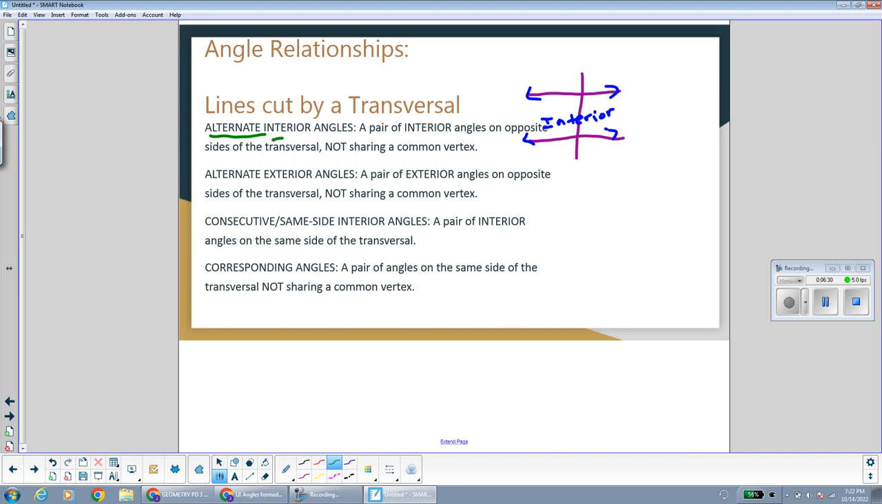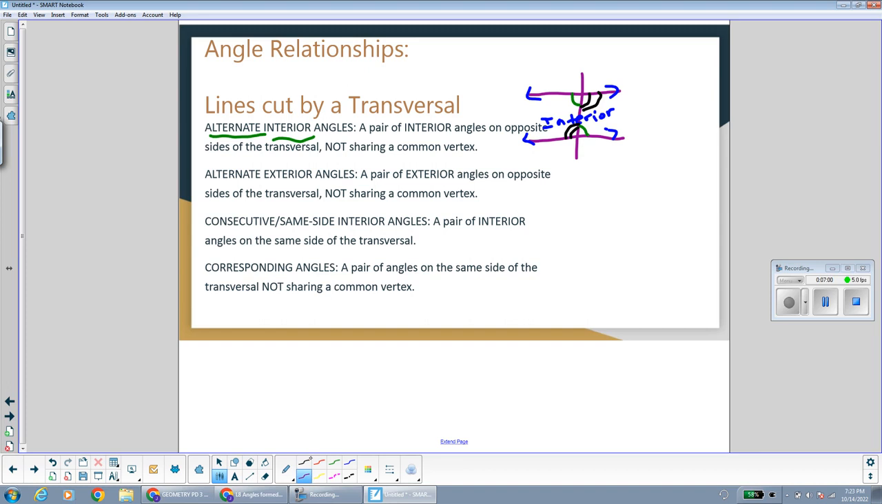Alternate interior means on different sides of the transversal. So if one is on the left of the transversal, the angle that would be alternate interior with it would be to the right of the transversal. If I'm talking about this angle on the right of the transversal, the angle alternate interior to it would be this one on the left of the transversal.